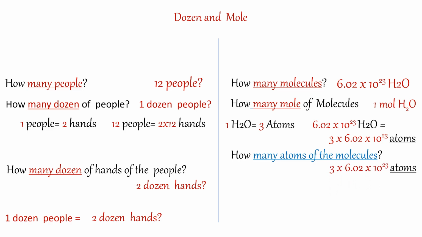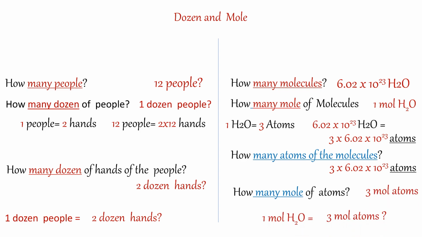How many atoms of the molecules? 3 into Avogadro number of atoms. And how many mole of atoms? 3 moles. And 1 mole water equals 3 mole atoms.